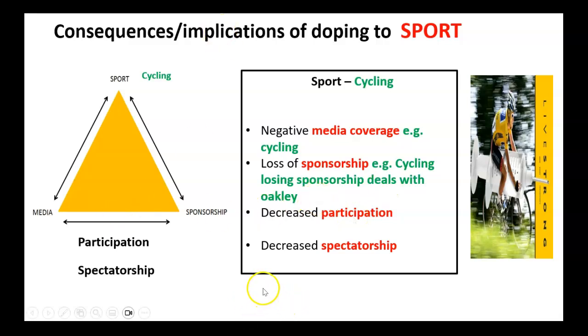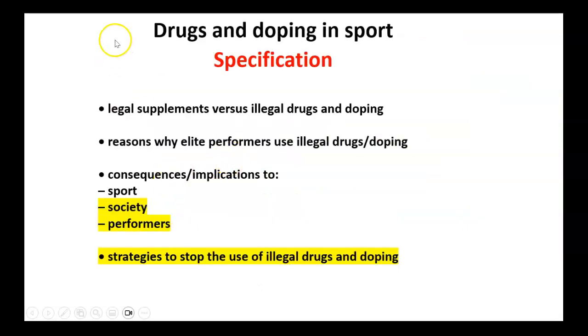Now, if I just pick up where we started, we have had a look in this screencast at illegal supplements versus illegal drugs and doping. It might be worth now, when I finish doing this bit, just thinking, can you remember the difference between those? And can you remember the advantages of legal supplements and the disadvantages? On top of that, can you remember the reasons why elite performers use illegal performance-enhancing drugs? Can you remember the three categories we talked about? Okay, so personal, social. Do you remember the other one?